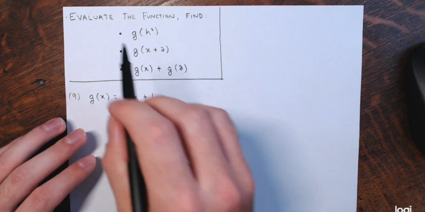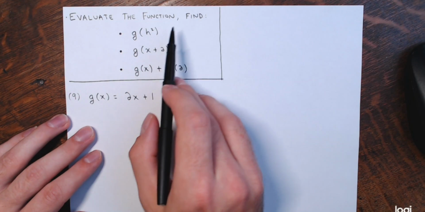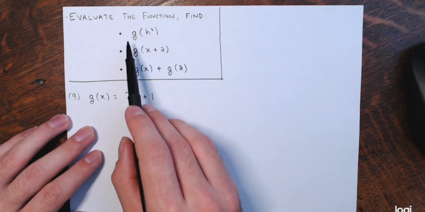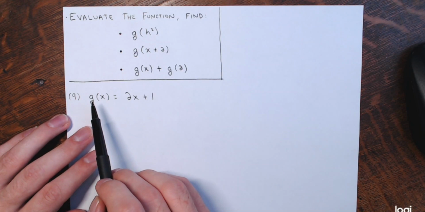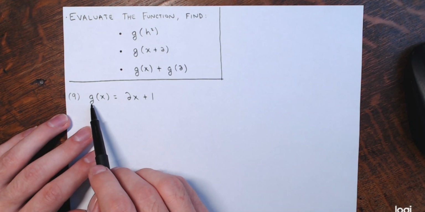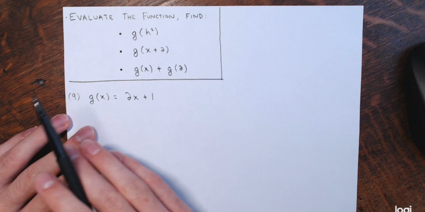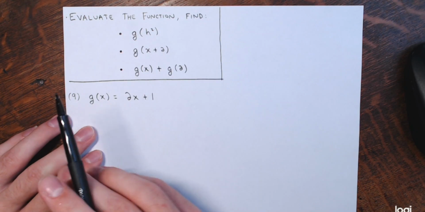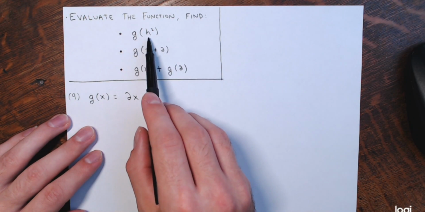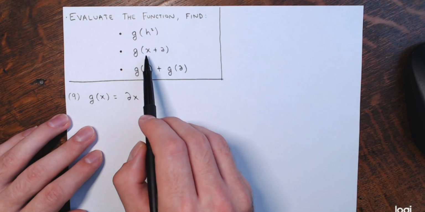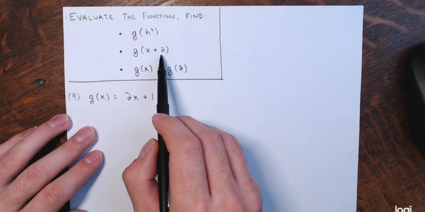Notice it's evaluate the function, find the following. You got 3 things. Now in these next several exercises, the function's name is little g instead of little f. But the way you do it's no different. And then what's g evaluated at an input of h squared, g evaluated at x plus 2.